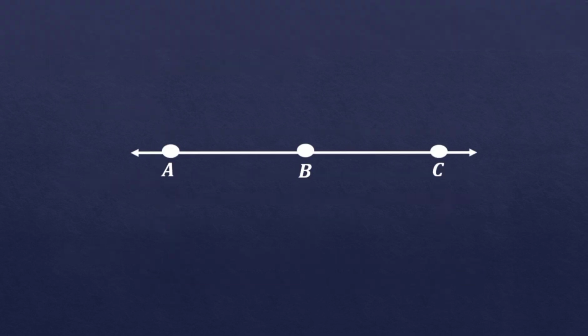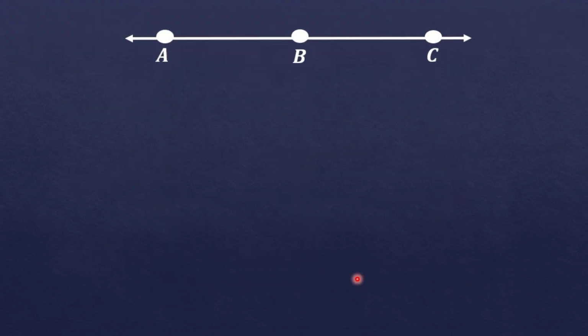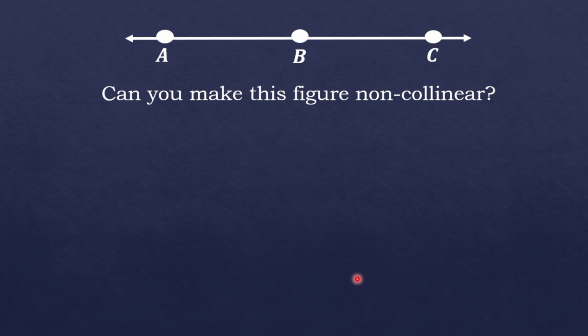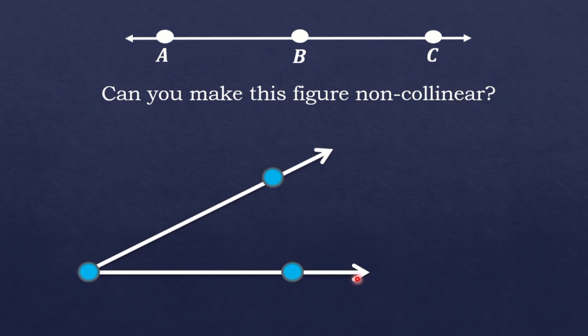Now, given this figure, yung opposite rays natin, can you make this figure non-collinear? Diba, pag sinabi natin collinear, those are points lying on the same line. Okay? So, yung points A, B, C natin dito are collinear points. Now, how are you going to make these points non-collinear? Okay. So, this is your point A, point B, and point C. So, kapag ginawa natin siyang non-collinear, ang magiging itsura niya ito. So, as you can see, wala na siya sa isang line.